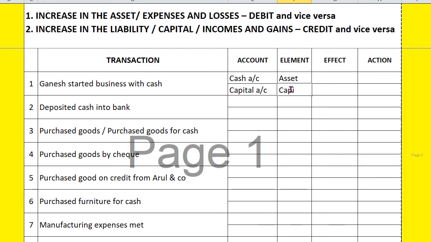It is a separate entity, so we have to mention only capital. The element is capital. Okay, what is the effect? When business started, cash comes in, so the cash balance increases. The capital also comes in, it is increasing. Before starting a business, the capital was zero. Now when it is introduced, the capital also increases.